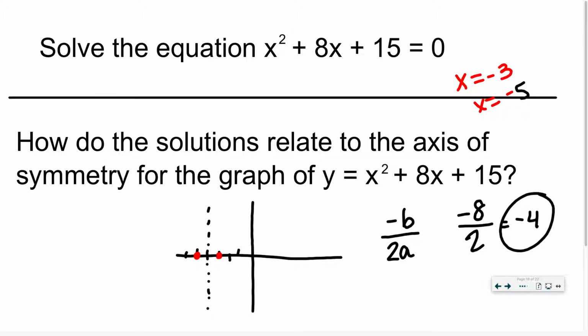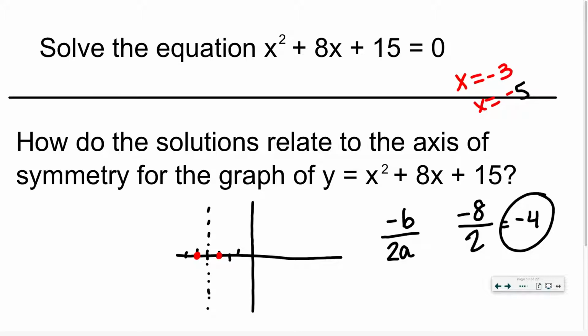How in between? Negative 4 and the other two are negative 3 and negative 5. So both solutions are what compared to the axis of symmetry? They're both 1 unit away. They're the same distance away. Does that make sense when we think about what the axis of symmetry represents for our parabola?